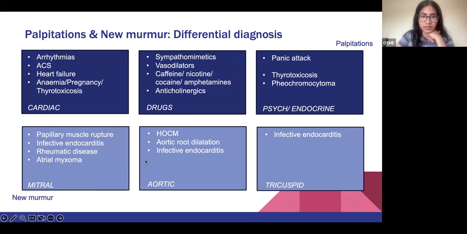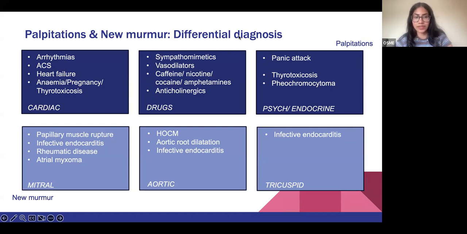Okay, and the new murmur I've sorted by the location of the murmur. Mitral is probably going to be one of the most common for a new murmur. It can be a papillary muscle rupture post MI. That will happen in a couple of days after, especially if it's an inferior MI. Then infective endocarditis can affect any valve, but commonly the mitral and aortic, and tricuspid if it's in an IVDU.